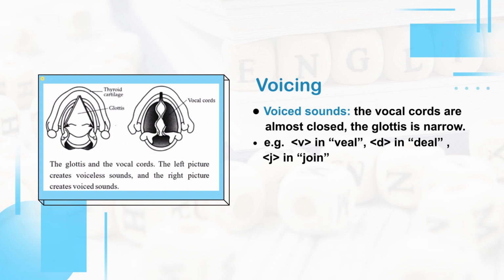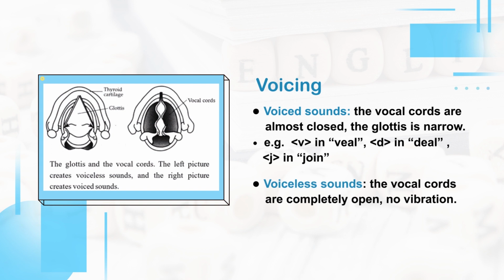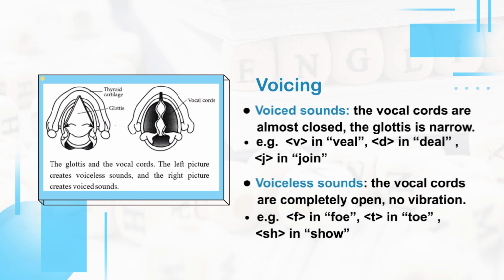However, when the vocal cords are completely open, the air flows freely through the wide glottis. Because the air does not need to force through the vocal cords, they do not shake, and thus there is no vibration. Sounds produced without vibration of the vocal cords are called voiceless sounds, such as the f in four, the t in toe, and the sh in show.